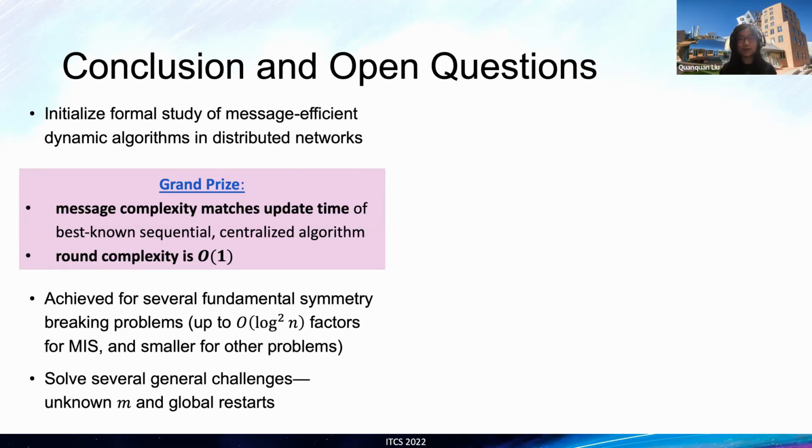So to conclude with some final thoughts, we initiate a formal study of message-efficient distributed dynamic algorithms. We show a number of results that achieve the grand prize up to O of log squared n factor or smaller. In obtaining these results, we solve several rather general challenges, such as an unknown number of edges or how to perform restarts efficiently and locally. There are a number of questions that are interesting as a result of our study, and we think that these questions will be interesting directions to explore in future work.